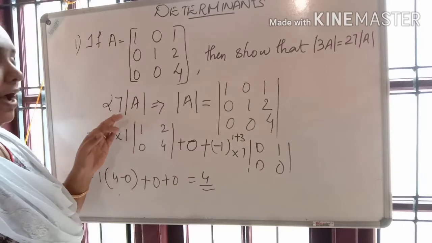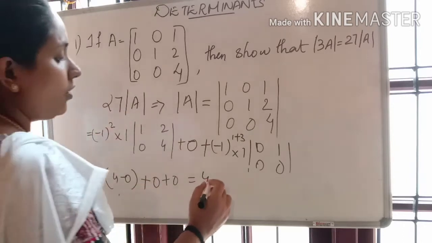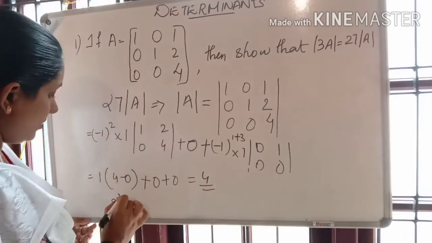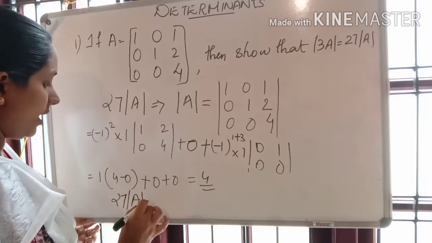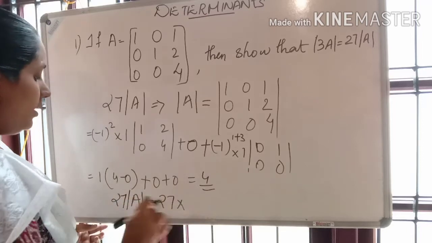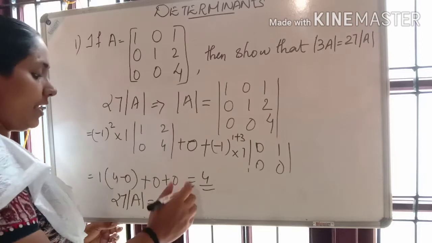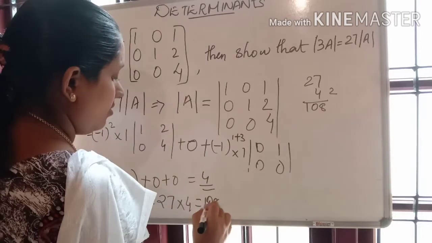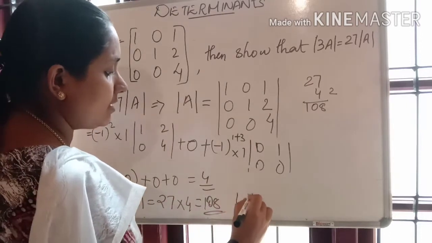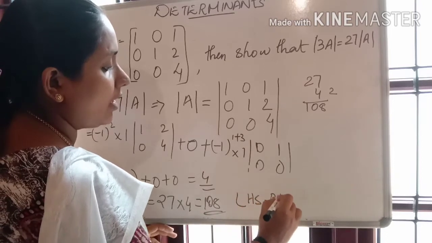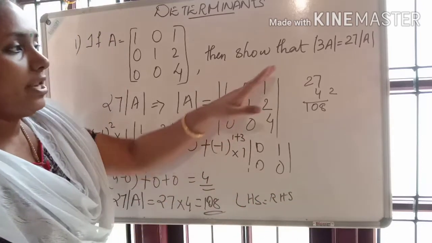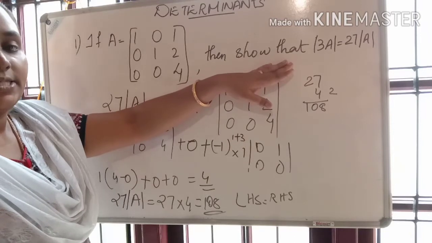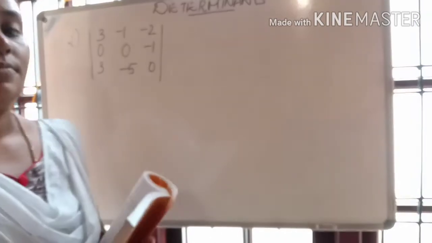We are going to find 27 into 4. Next, 27 into determinant A, that is 27 into the value of the determinant of A, which is 4. We get the answer. Here see, LHS equals RHS. Hence, verified. Right? Okay? All clear?